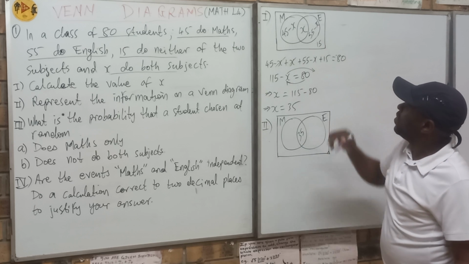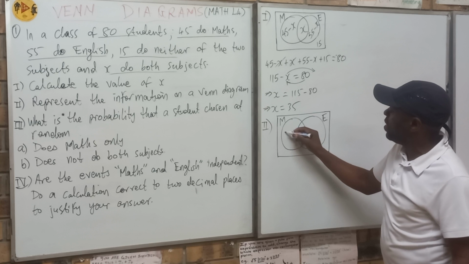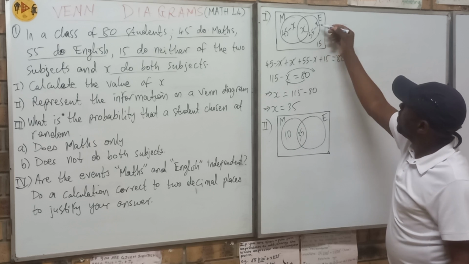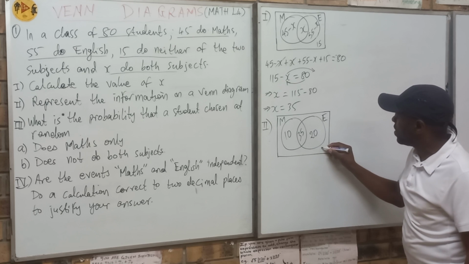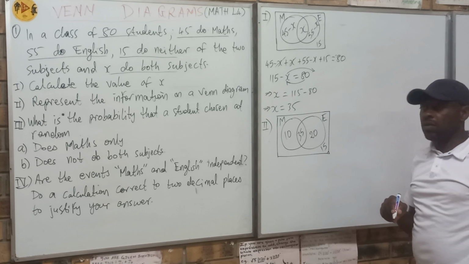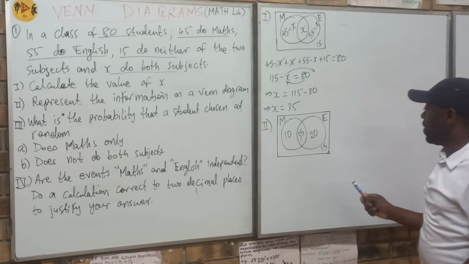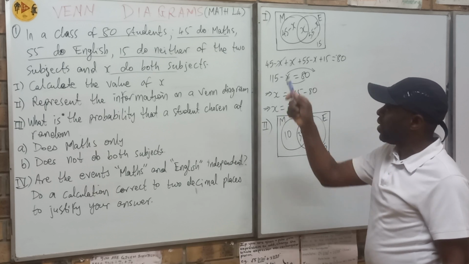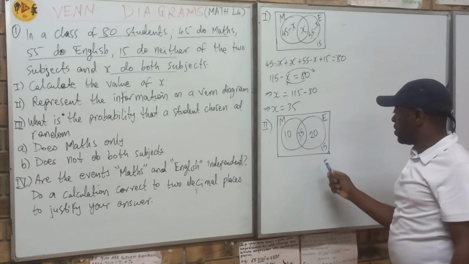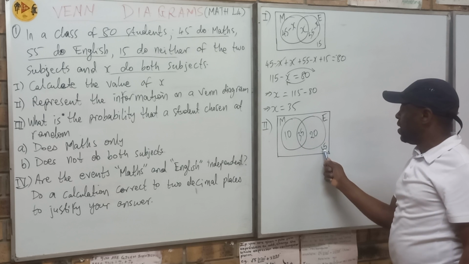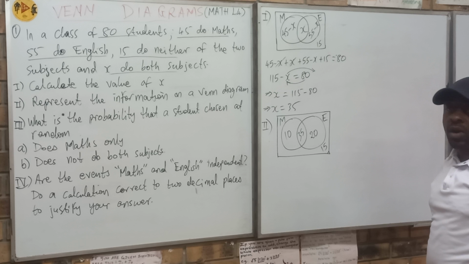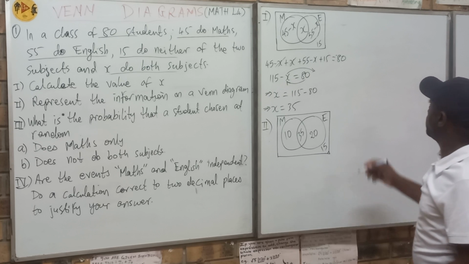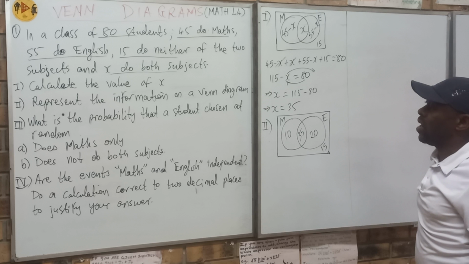Then if I get 45 minus 35 for those who do mathematics only, it gives me a 10. 55 minus 35 will give me a 20. Then those who do not offer mathematics or English, 15 of them. So if you look at the whole story in there, if you add everything, you expect it to be 80. If you take 35 plus 55, 35 plus 15 is 50, 60, 80. So our Venn diagram is now ready for calculations. So we can now go through it and do our calculations.